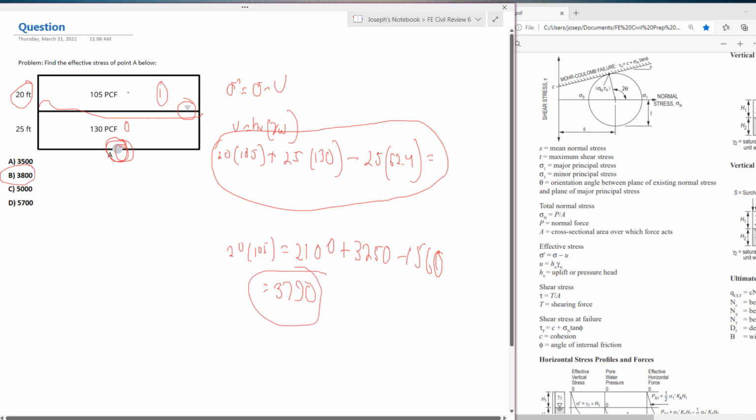So what was the process? Find the height of the first soil layer, times the unit weight, the height of the second soil layer, times the unit weight, and then subtract from where that water table is located. So if the water table was located here, it probably would have been half the height, but it was located here. So we took 25, multiplied it by the unit weight of water, and that's how we find the effective stress at point A. We got answer B for this problem.